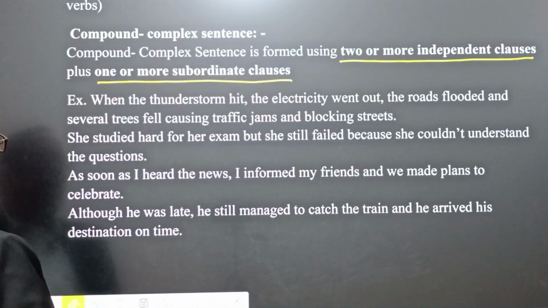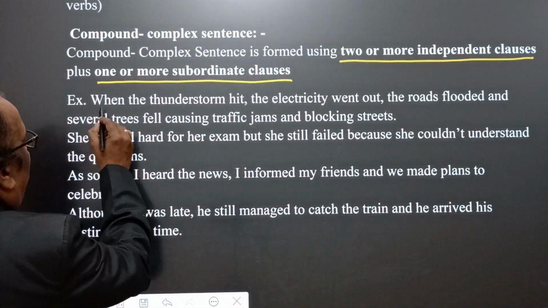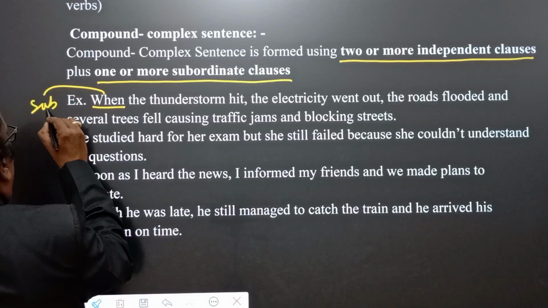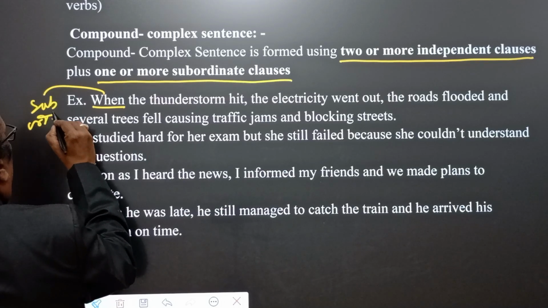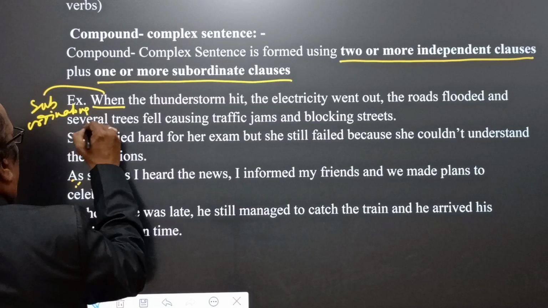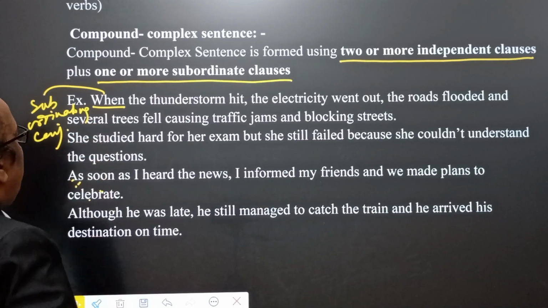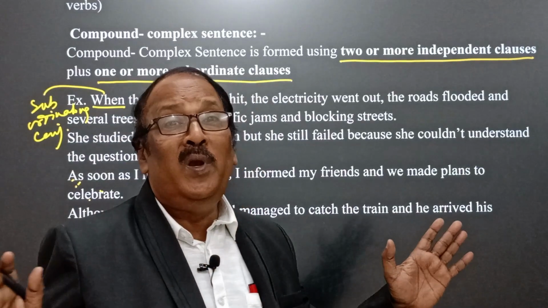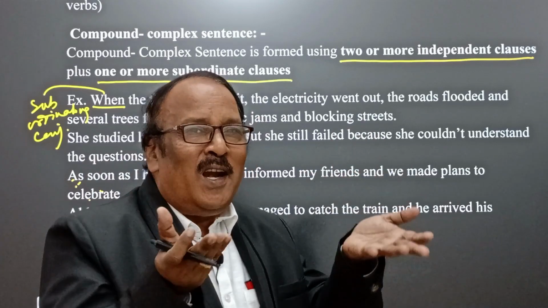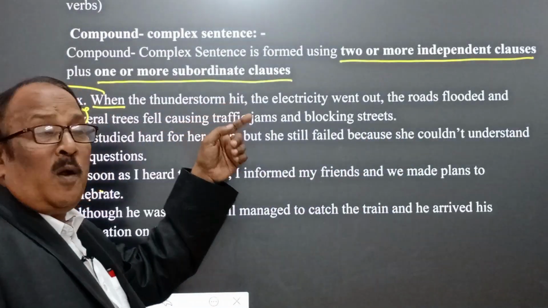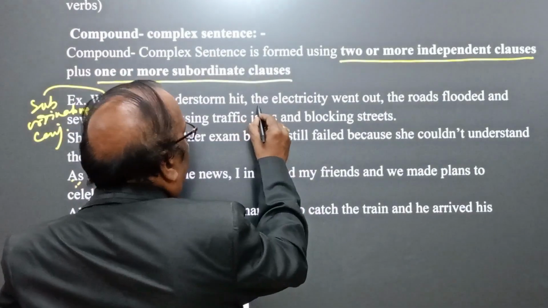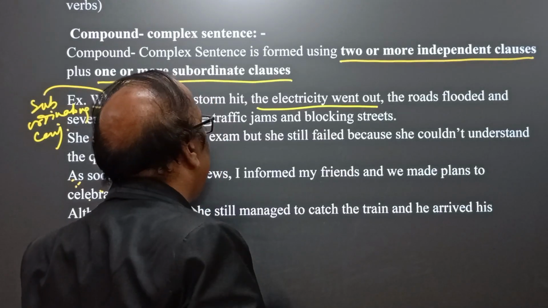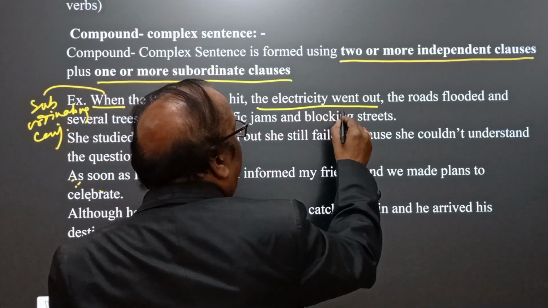Next, here we find: when the thunderstorm hit. Remember, when is a subordinating conjunction. And yes, when the thunderstorm hit, it doesn't give complete meaning. Just understand, when the thunderstorm hit, the electricity went out, here in past tense.